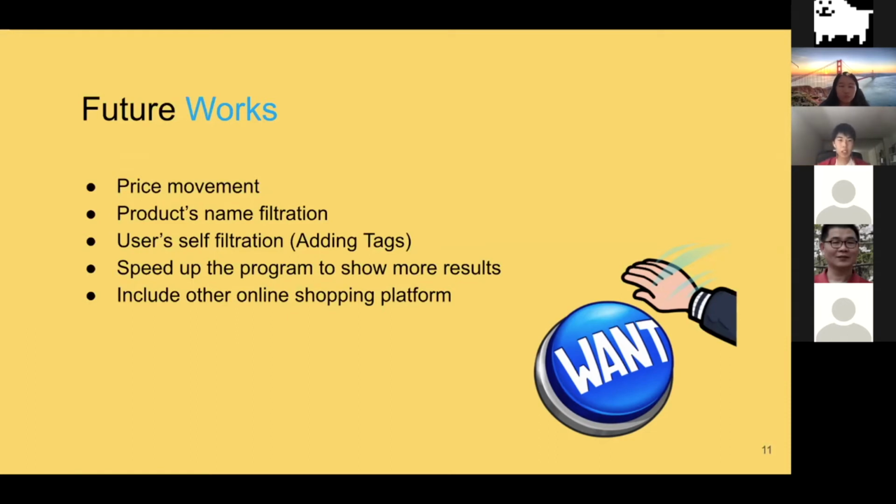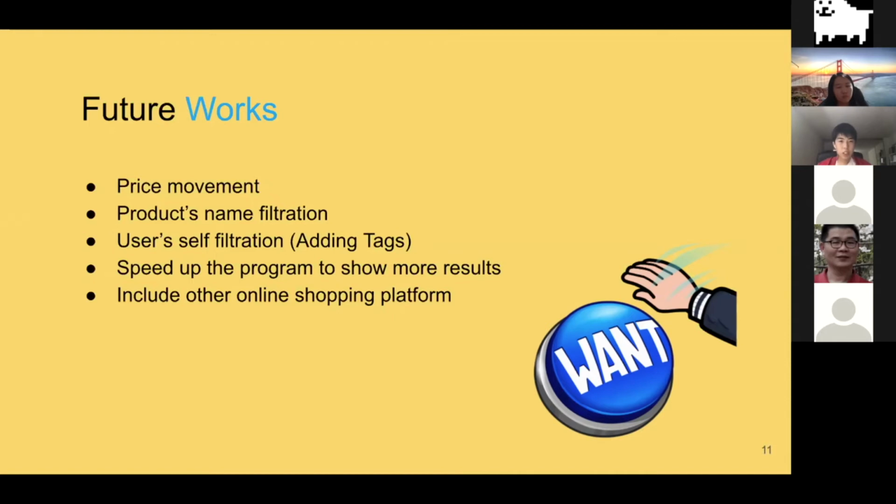Another one is product name filtration. We find that when people are trying to find something, the product usually has multiple names. Maybe they have an S at the end, or a space between two words, and that's really annoying. We want to collect all of them together and put them all together for users to view.